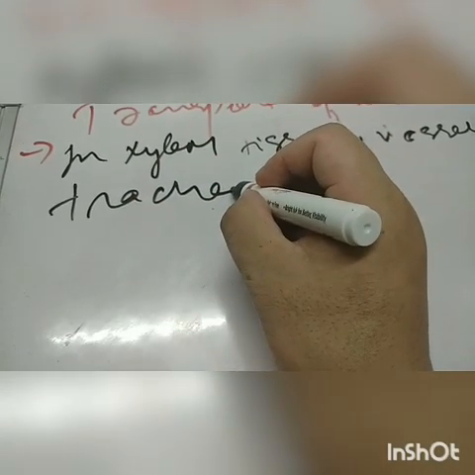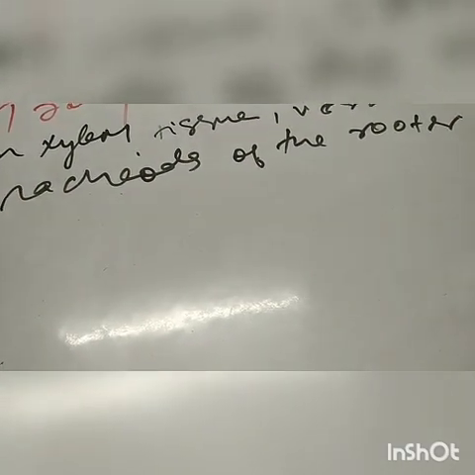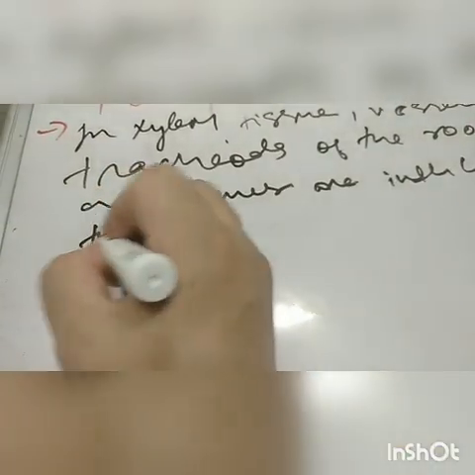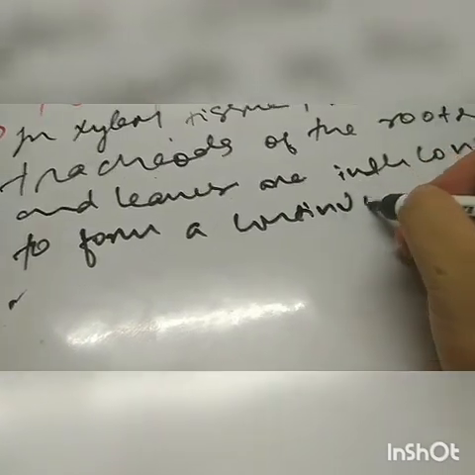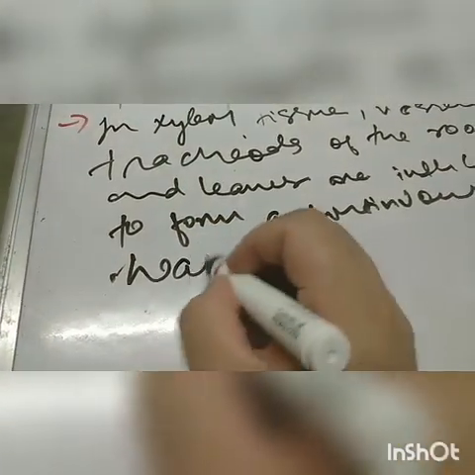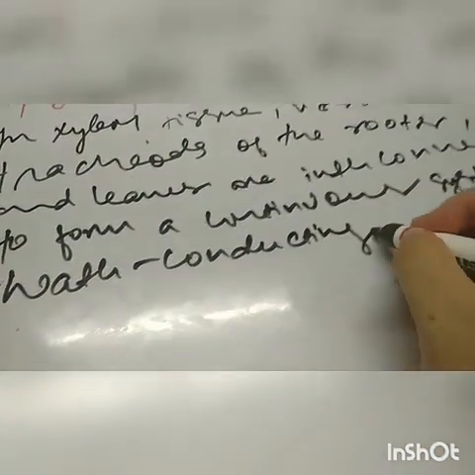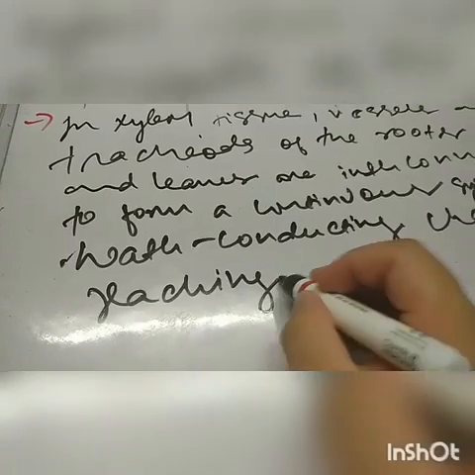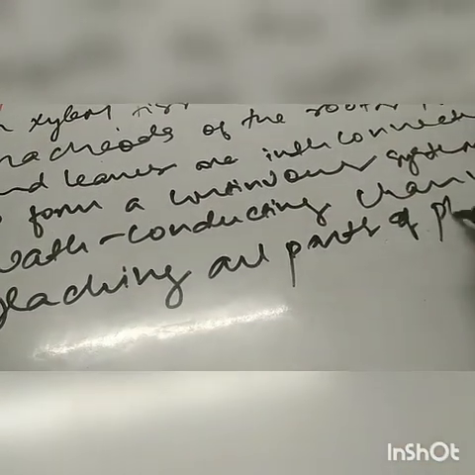In xylem tissue, vessels and tracheids of roots, stems and leaves are interconnected to form a continuous system of water conducting channels, reaching all parts of plant. Alright.